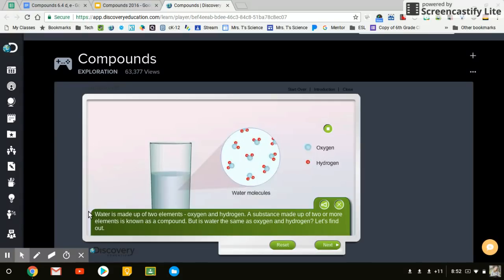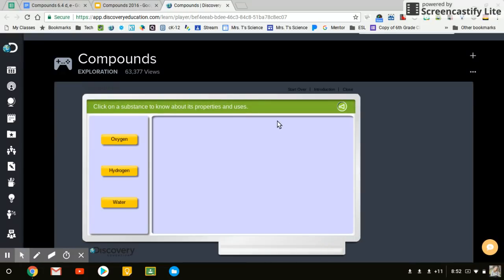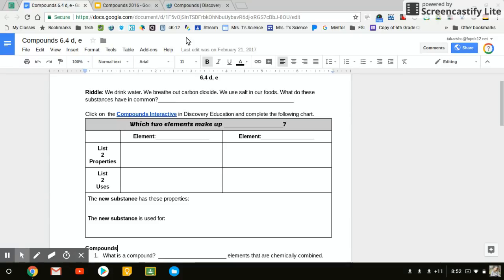Let's read down here. Water is made up of 2 elements, oxygen and hydrogen. A substance made up of 2 or more elements is known as a compound. But is water the same as oxygen and hydrogen? Let's find out. So you're going to click on Next. Now, this is where, if you were actually writing this down, you would write which 2 elements make up water. Your first element would be oxygen. Your second element would be hydrogen. You're going to look for properties and uses of oxygen and hydrogen.